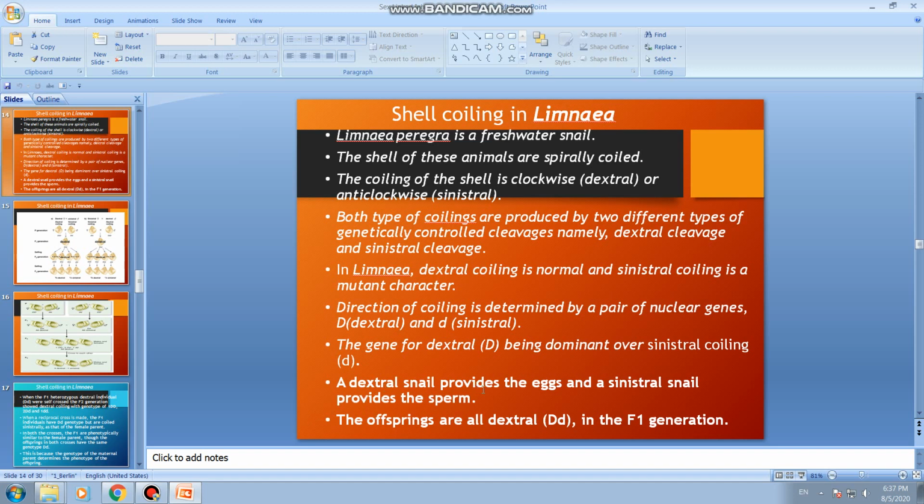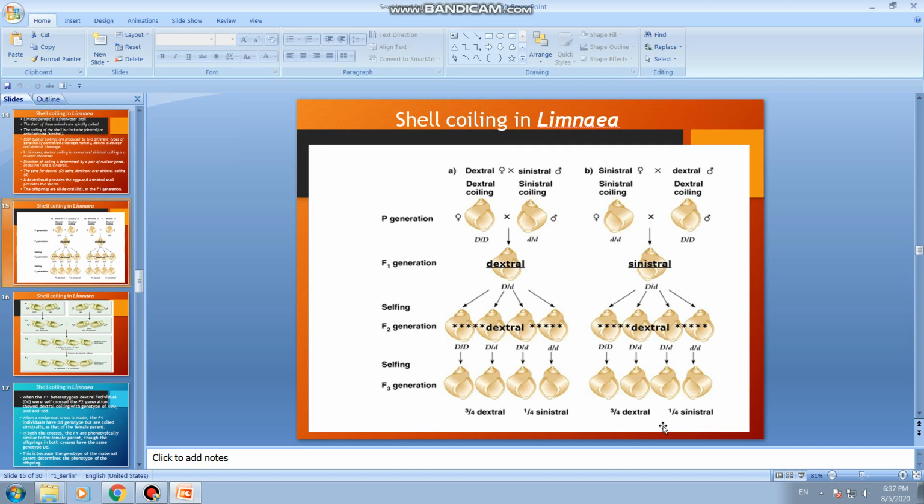So a dextral snail provides the eggs and the sinistral snail provides the sperm. That is, the capital D dextral snail provides the eggs and the sinistral snail provides the sperm. The offspring are all dextral, that is, capital D small d in the F1 generation. We will discuss this in the illustration. This is a dextral female crossed with a sinistral male, capital D crossed with small d. In the F1 generation, it results in all dextral, that is, capital D small d.